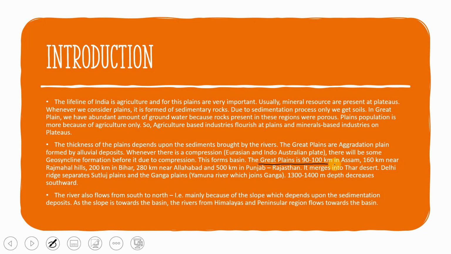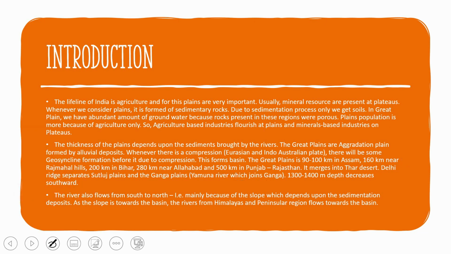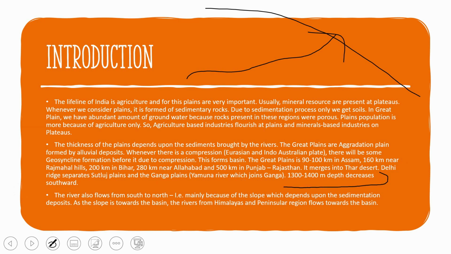So the Great Plains are 90 to 100 km wide in Assam, 160 km near Rajmahal, 200 km in Bihar, 280 km in Allahabad, and 500 km in Punjab. These areas form your Great Plain, and it merges into the Thar Desert. Then the Delhi region separates the Satluj Plains and the Ganga Plains, and the Yamuna River joins the Ganga River at Allahabad, Prayagraj. The depth increases southward.